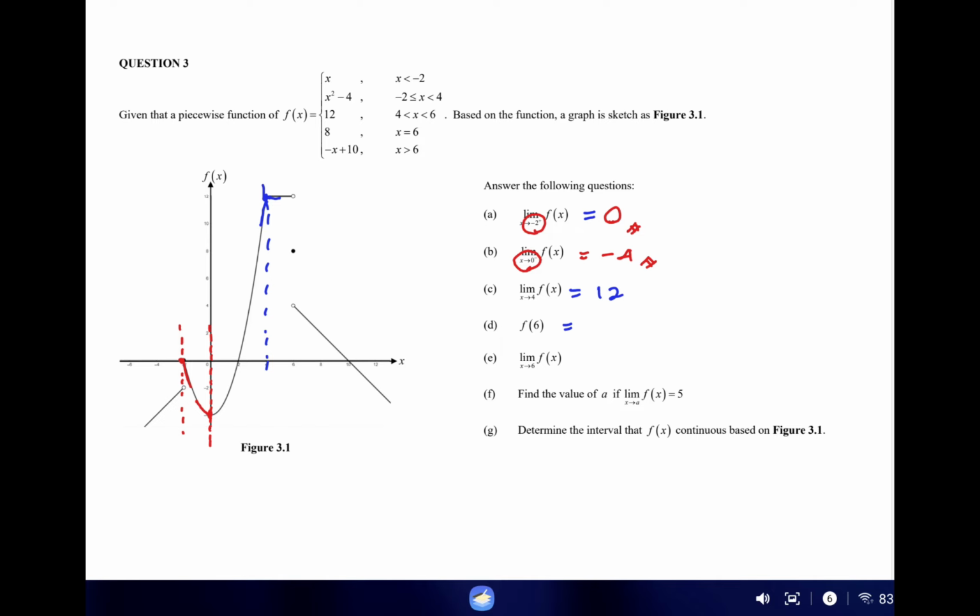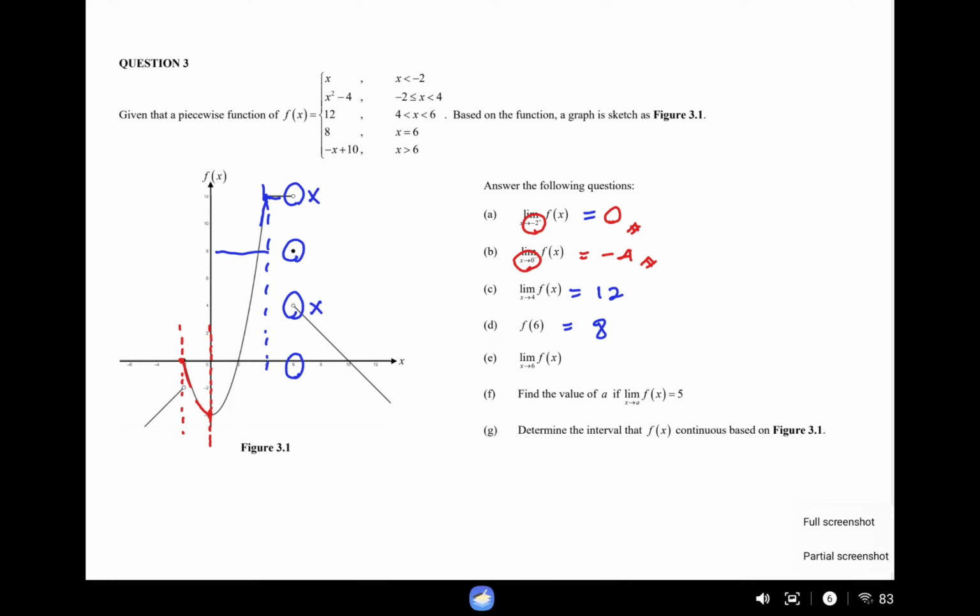And then function f(6). 6 is this value, so we must choose the value that includes 6. Including 6 is this one, because this one is not including, this one is not including. So the value is 8. So your answer is 8 for question D. And then question E.